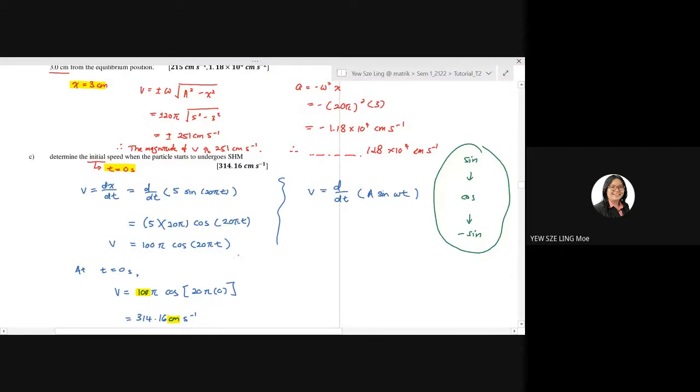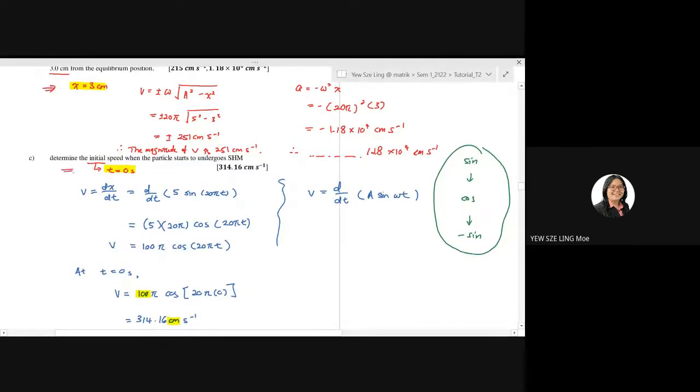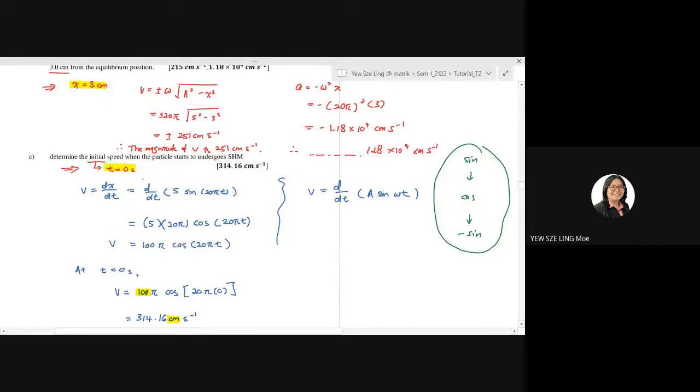Now I give you 2 minutes to write down the answer. Make sure you know what is the difference between question B and question C. In question B, you are given the values of x. In question C, you are given the information at initial, which is t equals 0. Initial, we often assume t is equal to 0. So 2 minutes for you to write down. If you have any questions, you may ask.